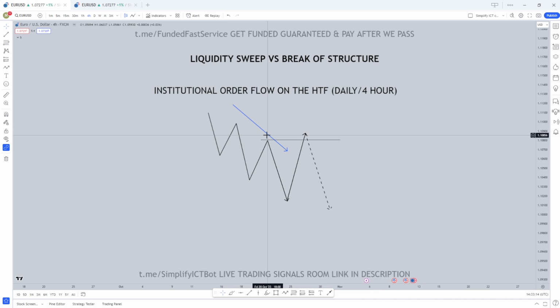So as you can see, for this scenario, price is trending to the downside. As you can see, price is making lower highs and lower lows. It's making a series of lower highs and lower lows, just classic market structure.